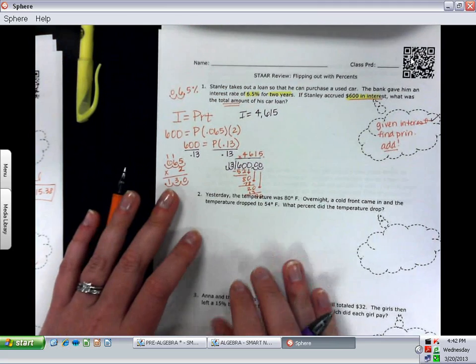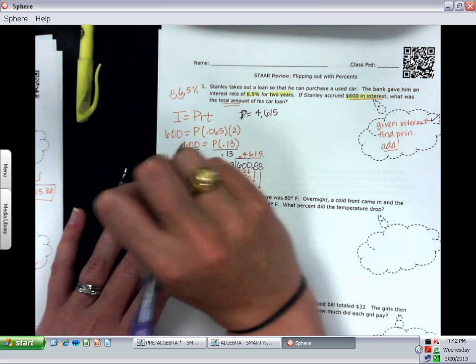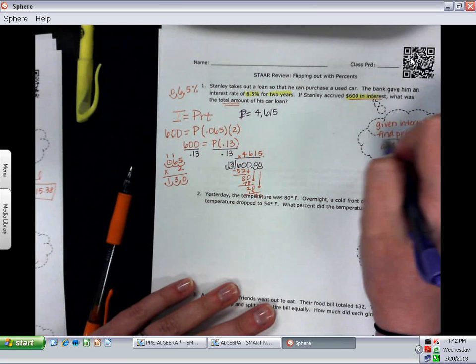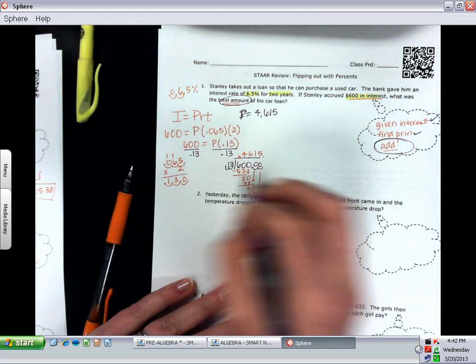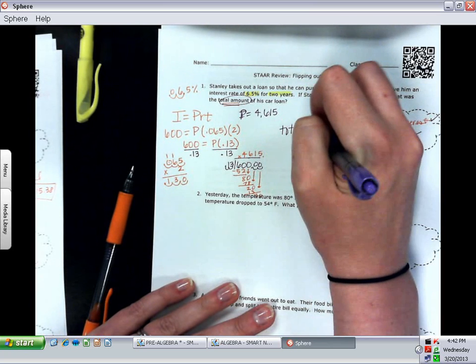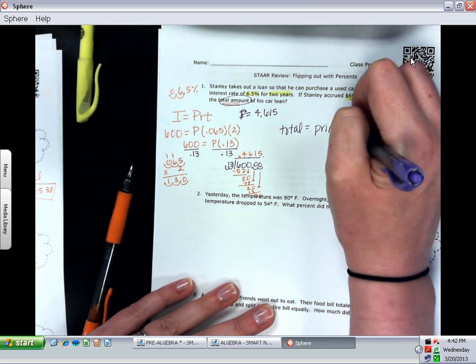Or not my I, I'm sorry, my principal. So now I want to find the total that they asked for, the total amount. So I need to add. In order to find the total, you're going to add your principal plus your interest.